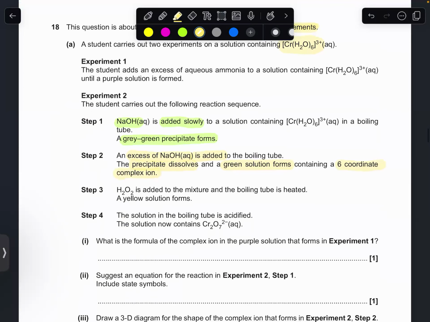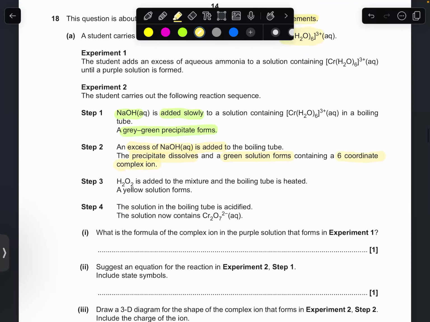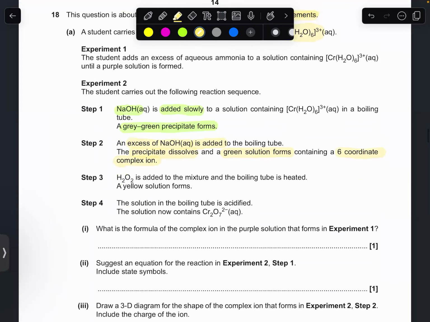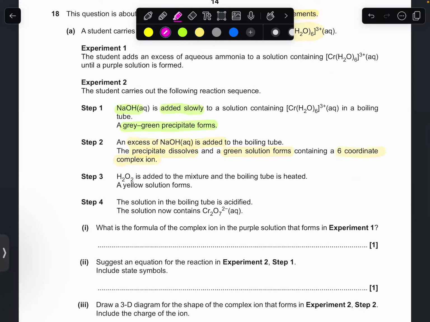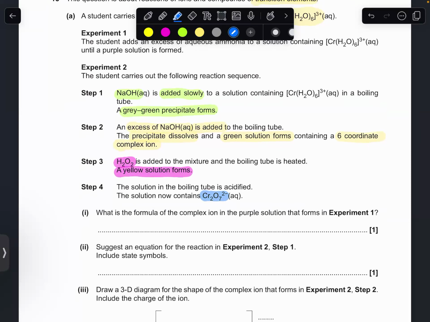Let's have a look. It goes on further. Hydrogen peroxide is added to the mixture and the boiling tube is heated. A yellow solution forms. This is something that I don't think I'm fully aware of, this reaction. The solution in the boiling tube is then acidified and the solution now contains dichromate ions. We've met dichromate ions before in the oxidation of alcohols. But step 3, I'm a little bit unsure. Let's look deeper into that.